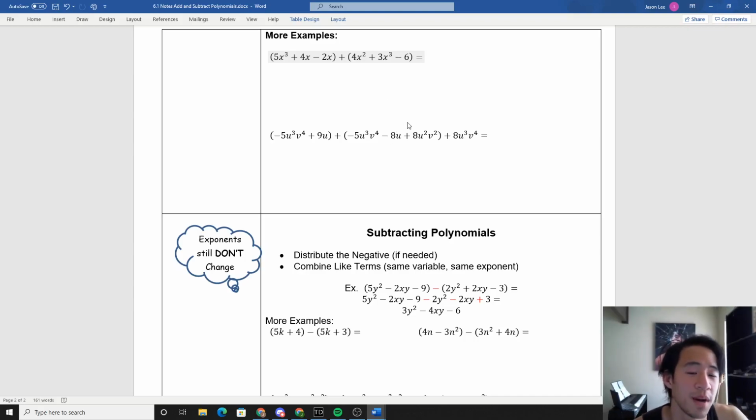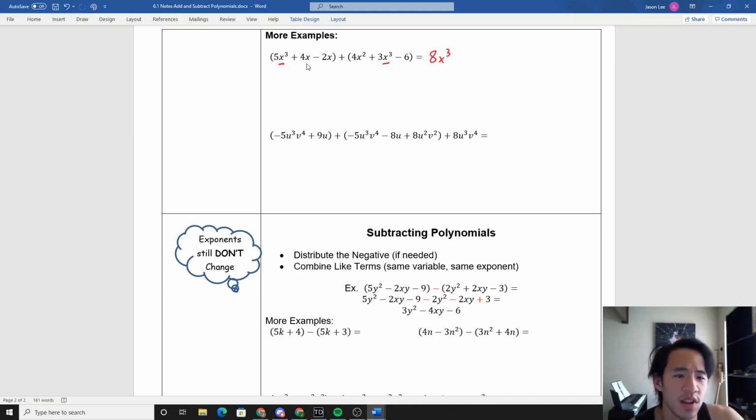So hopefully by now you have done the examples yourself, and now you're going to watch me also do them, hopefully correctly. If we take a look at the first one, we have 5x cubed. So we're going to see if we have any x cubeds in the second polynomial. And we do. We have an x cubed here. So we're going to add them. 5 plus 3, and that's 8x cubed. Notice how I didn't change the power, the exponent.